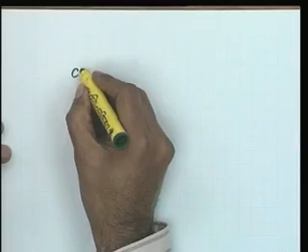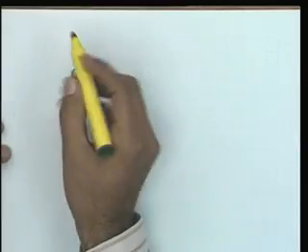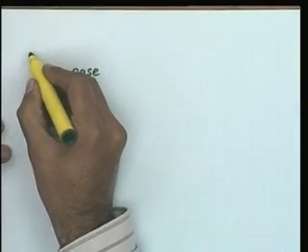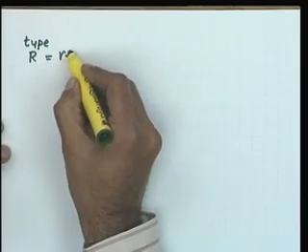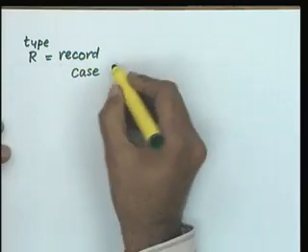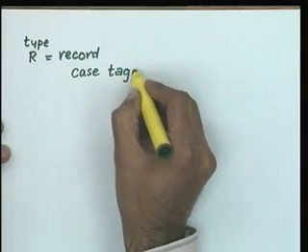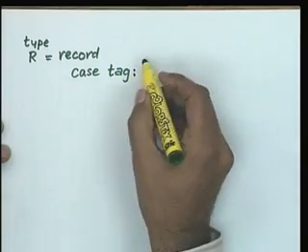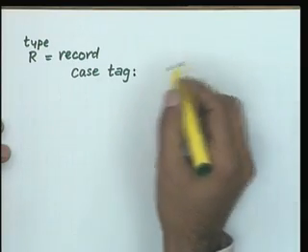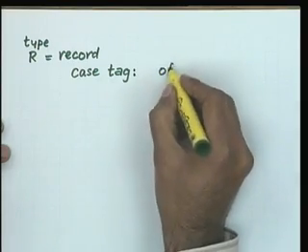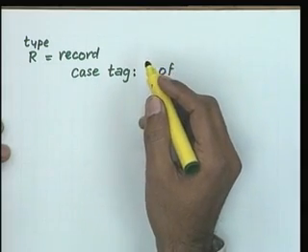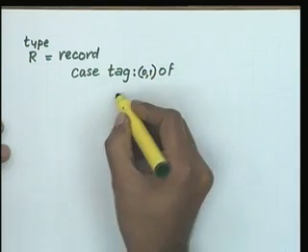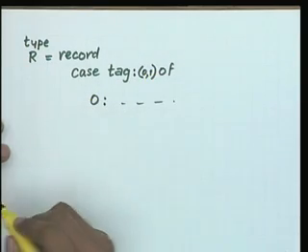You have something like a case. This is within a record declaration. You have some record R, let's say, type R equals record, something, case tag. You have to specify something which is, let's say, 0 or 1 or some such thing. You have to specify a tag and do a case analysis of the tags. So in this case, if you have 0 and 1, then you will have a case 0 of some declarations.